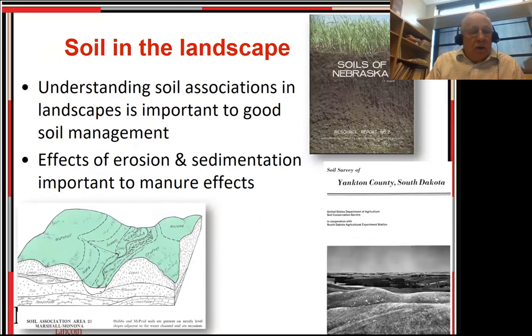If I go into a field that I'm not familiar with, the first thing I look at is, okay, where is this in relation to the landscape? I think all of our states probably have publications similar to this in the upper right, Soils in Nebraska, where we have diagrams of soil association, such as you see in the lower left, which tells us where to expect different soil types and different parent materials in the landscape. You can get such diagrams in the county soil survey report, such as for Yankton County in the lower right. The position in the landscape has implications for erosion and sedimentation, but also for response to manure application.